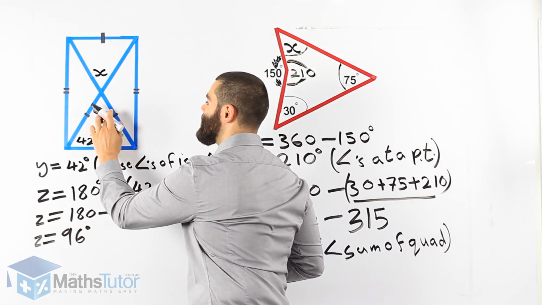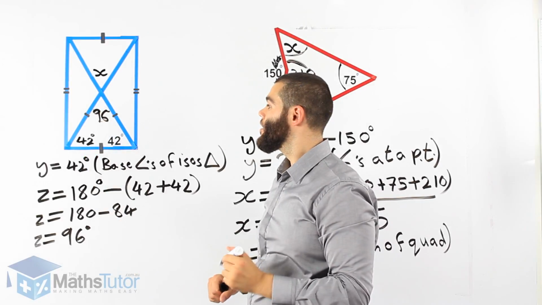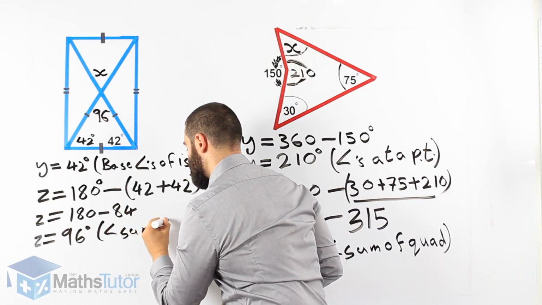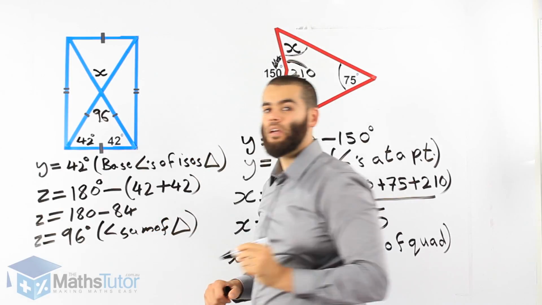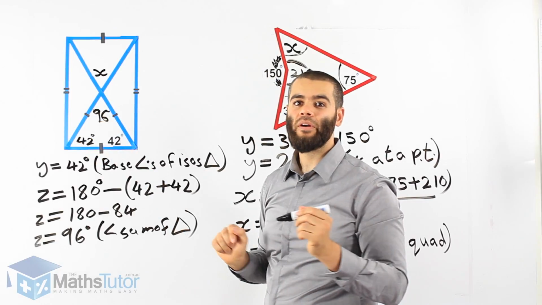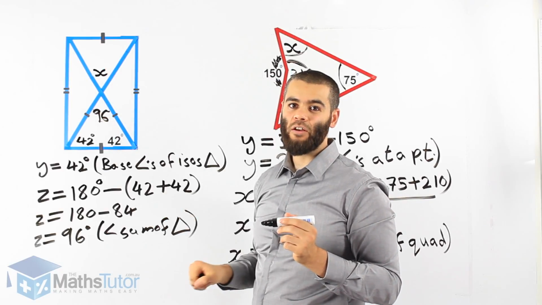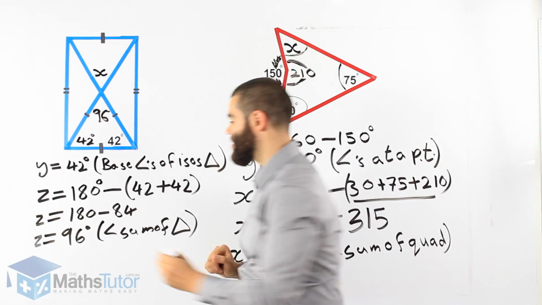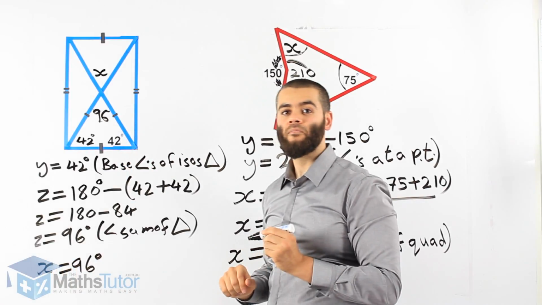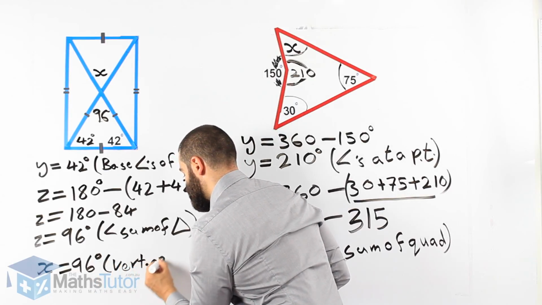This is going to be 96 degrees over here. Now we write our reason: angle sum of triangle. Angle sum of a triangle, they add up to 180 degrees. Now easy, very simple, we know they are vertically opposite angles. Vertically opposite angles. That means x equals 96 degrees. Reason: vertically opposite angles.